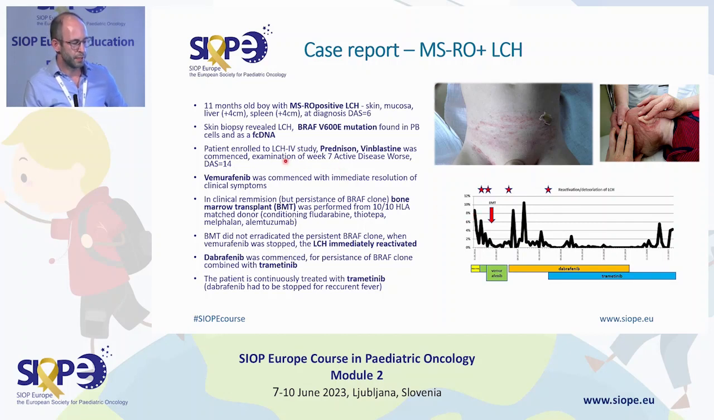The patient was again enrolled in the SA4 trial, started prednisone and vinblastine, but at 6 weeks the disease progressed. At that time the patient was extremely ill. He was at the border of multi-organ failure. He was febrile, transfusion dependent, and had some signs of renal deficiency. And we started vemurafenib, and suddenly the patient was healthy.